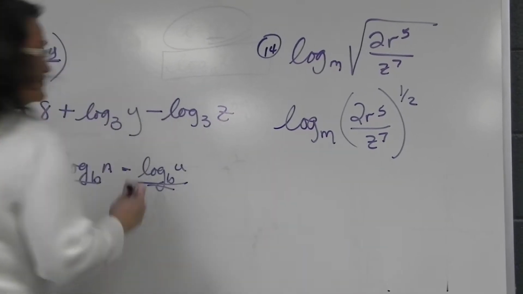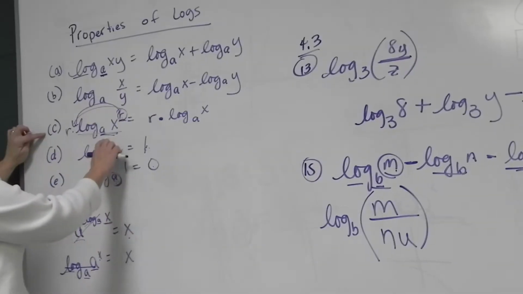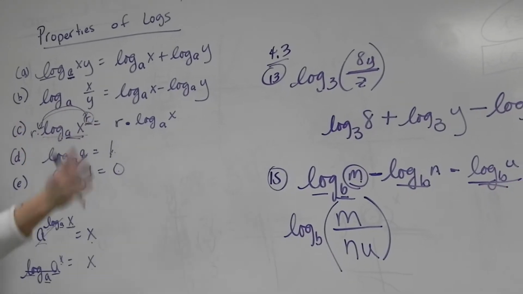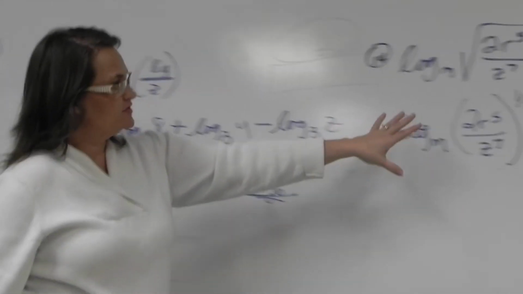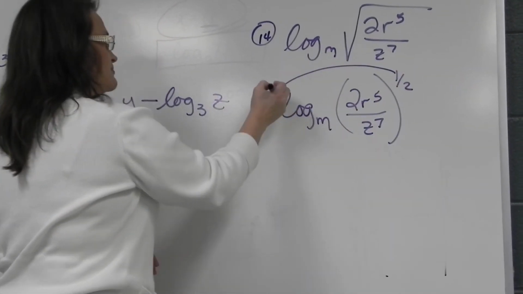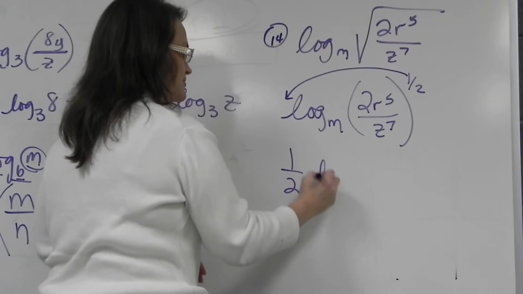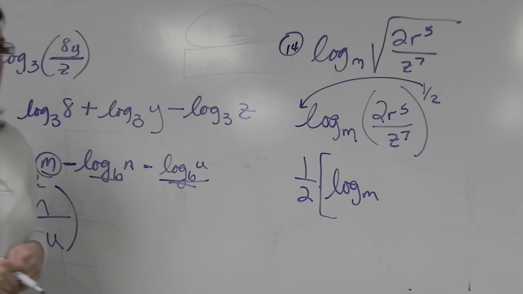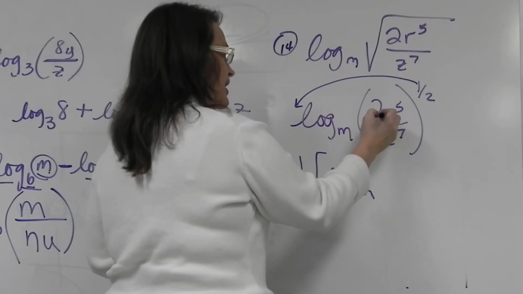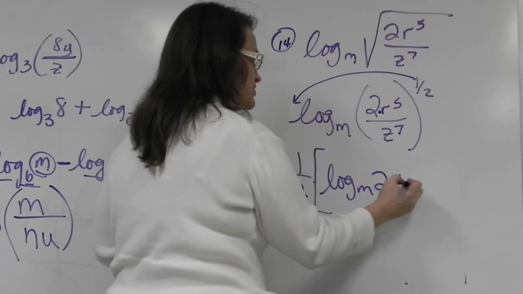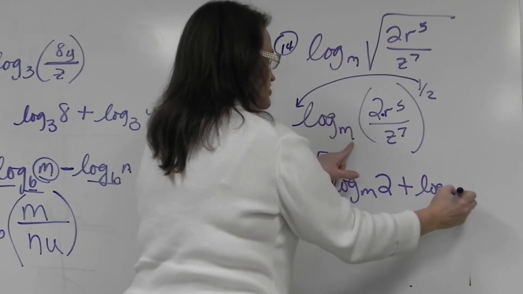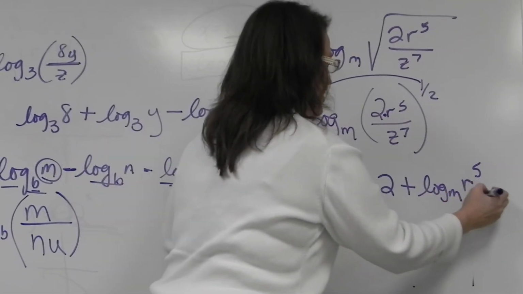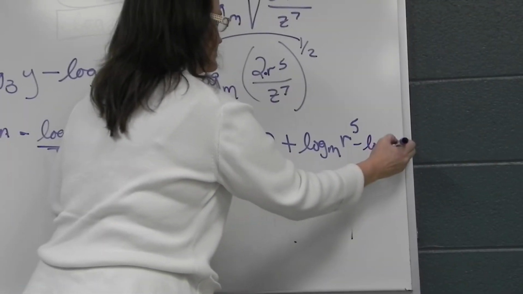So by the first rule, or let's see, what is it, the third rule, if you have a log that has a power on it, that power will be a multiplier onto everything that we do. So all of these are raised to that power, so this is a major multiplier. 1/2 will be times log base m of all of this expansion. So this is times, so I'll say log base m of 2 plus log base m, I just drag it along, of r to the 5th. And then when it's divide, I say subtract log base m of z to the 7th.